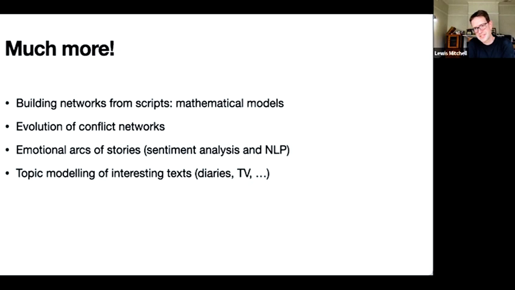These conflict networks I talked about with the Marvel cinematic universe, we're interested in looking at how they evolve over time. In related tools, there are things like topic modeling and sentiment analysis, as Cynthia talked about, which we can use to analyze the emotional arcs of stories and things like this. There's just a lot to do. So I will stop there in the interest of time. Thank you very much, and I'm happy to take questions.